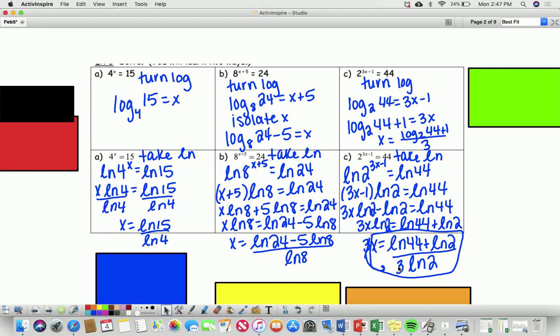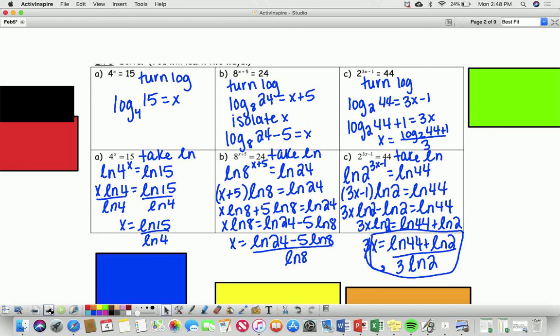Okay, so those are the two different ways you can do it. Sometimes the log is easier than the ln. Sometimes ln is easier than log. It just kind of depends on what question you're presented. So let's solve a couple logarithmic equations, and then we'll move on.